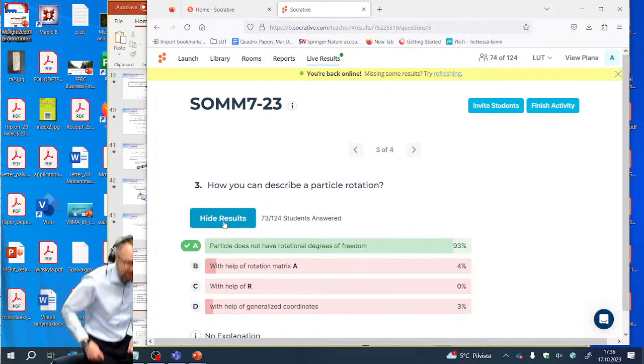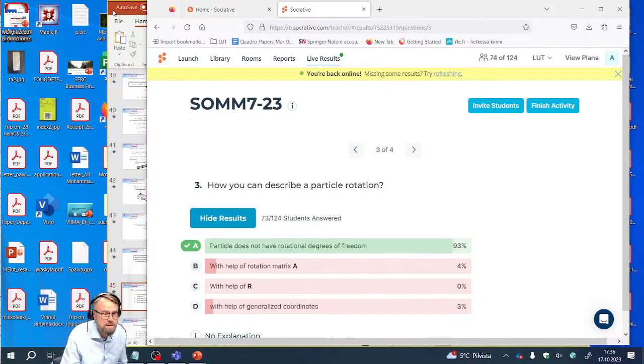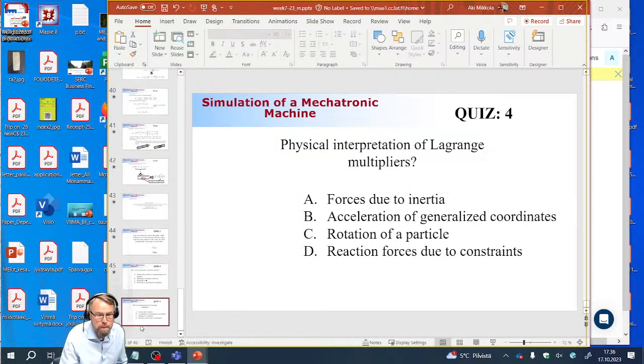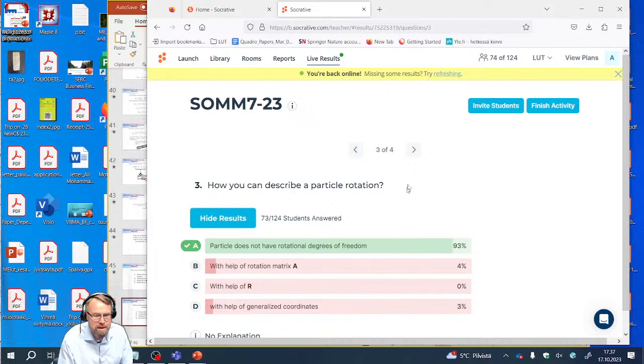Okay, last one. One more trial. Physical interpretation of Lagrange multiplier. Not easy. Force is due to inertia. Acceleration of generalized coordinates. Rotation of a particle. Reaction force is due to the constraints. Due to the constraints. Okay, and then we go here.